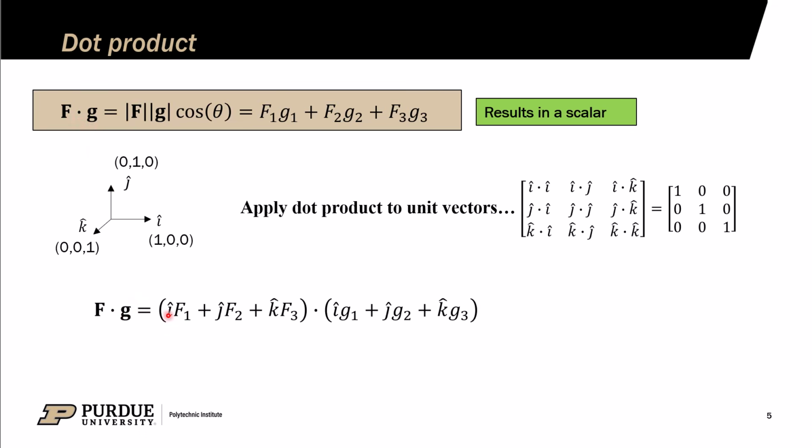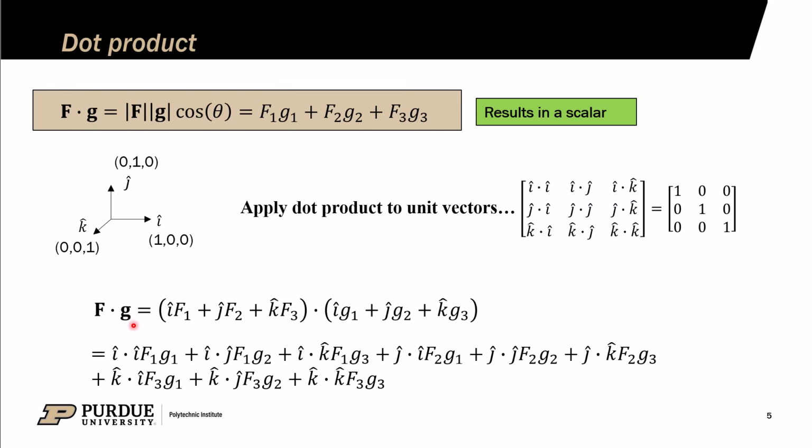So let's expand f. I've got IF1, JF2, KF3, and I'm going to dot that with each term over here, IG1, JG2, KG3. When I take each one of these dot products, I end up with I dot I, which is a vector operation, and these two scalar values are multiplied by that dot product. So I dot I is 1, I dot J is 0, I dot K is 0, and so on.